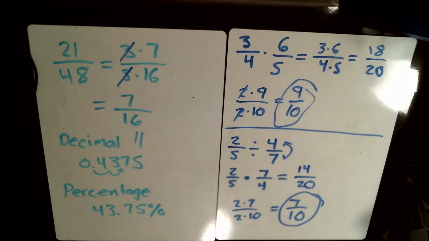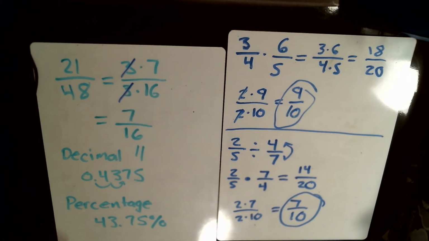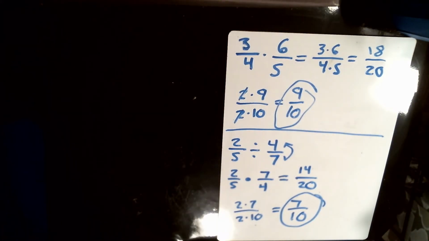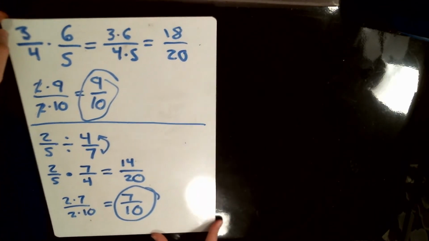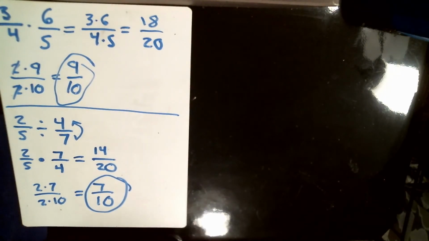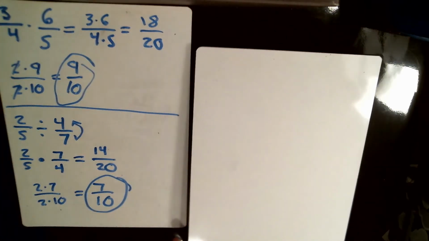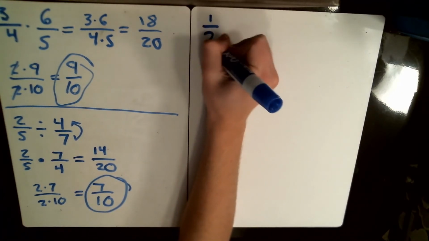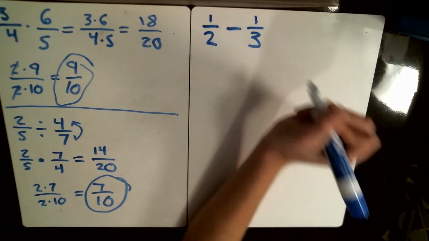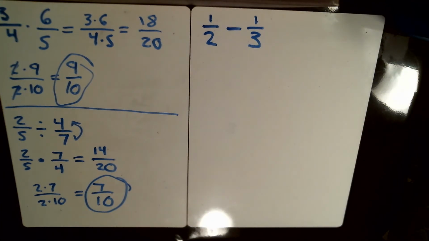Let's go ahead and look at, we also need to look at some examples of adding and subtracting fractions, which is a little bit more difficult than multiplying and dividing. So let's look at that now. Okay, so let's do an example here of 1/2 minus 1/3. So now we're going to be doing some subtraction. Okay, and this is a little bit more tricky.